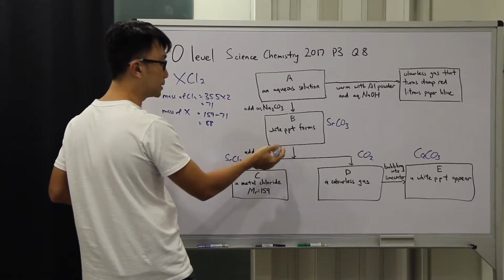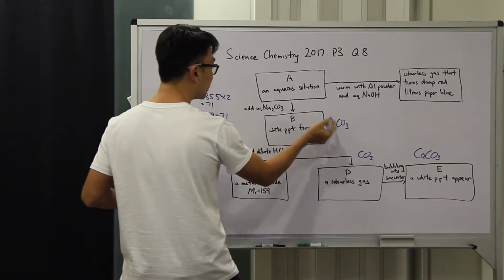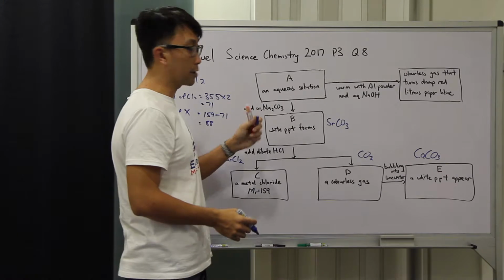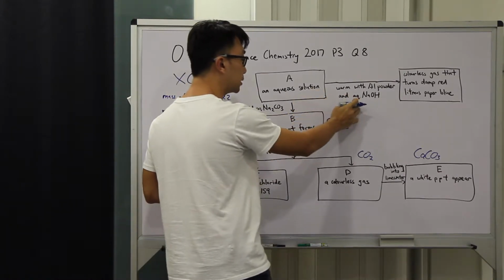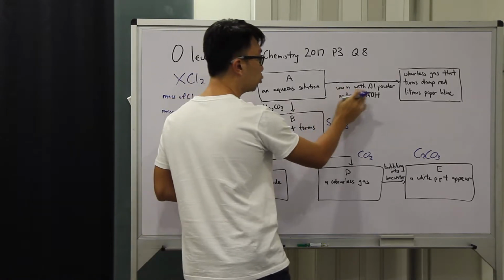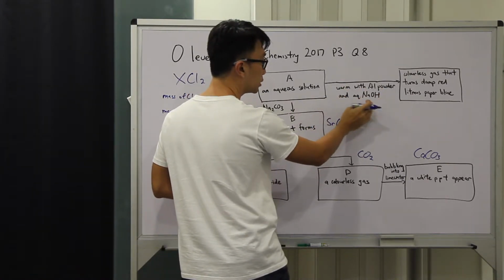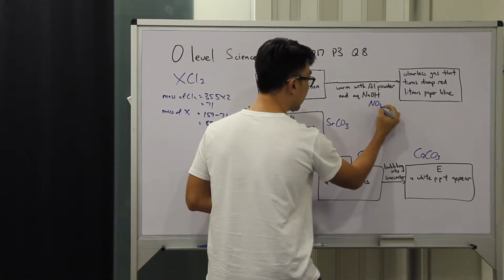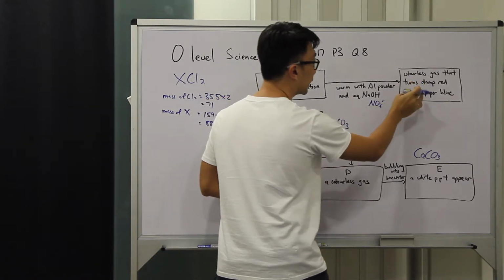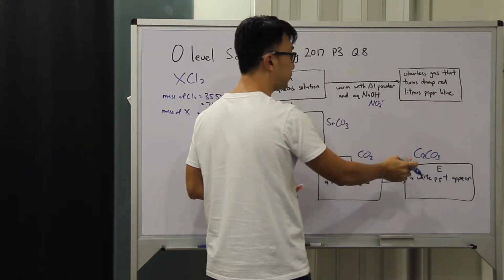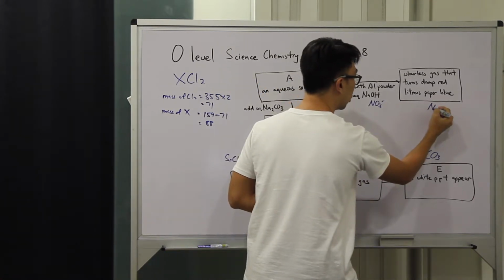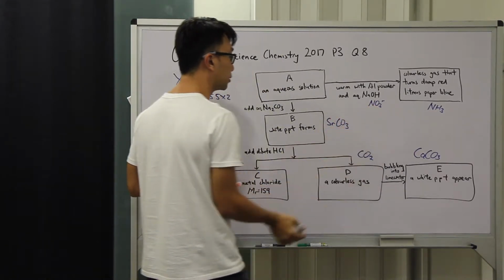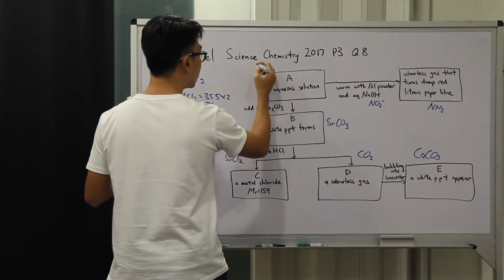carbonate. So probably this is a precipitation reaction, and we know that A has the cation of strontium. But then we'll have to identify the anion. So maybe we could use this information. A is warmed with aluminum powder and aqueous sodium hydroxide. So this is the test for the nitrate ion. And a colorless gas that turns red litmus paper blue is given off. This is our ammonia gas. So the presence of ammonia gas indicates the presence of nitrate ion. So A must be strontium nitrate.